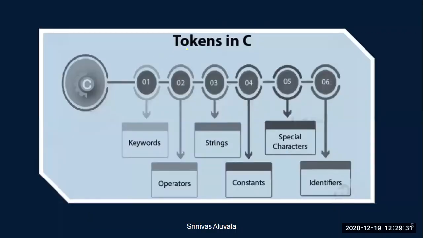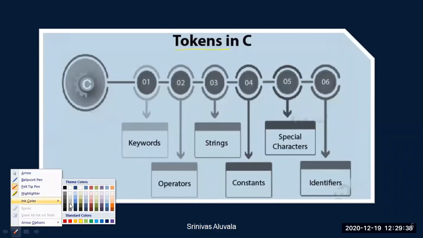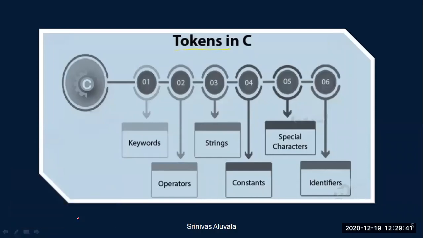Moving on to what a token is. First we need to know what a token is in C. Not only in C, a token is the smallest unit of a program. So when we think of what the units of a C program are, a C program has keywords, strings, operators, special characters, constants, and identifiers. These are the smallest units of our C program.